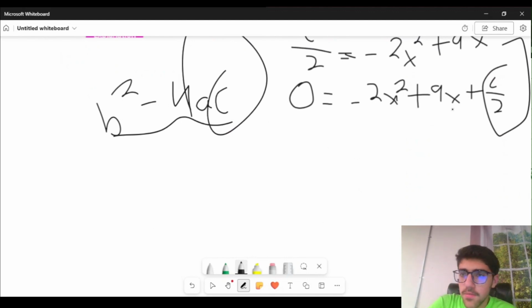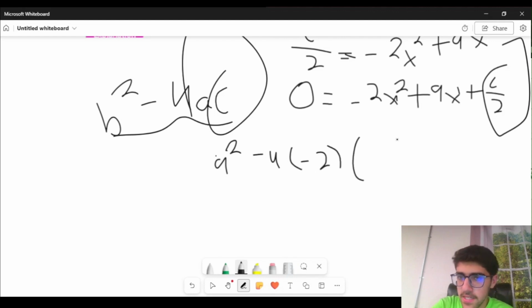So what is b squared? b is the number before x to the power of 1. So we get 9 squared minus 4 times a, negative 2, where a is the number before x squared, times c. And for us, c is c over 2, which is kind of confusing, but that's how it is. So then it's equal to 0.